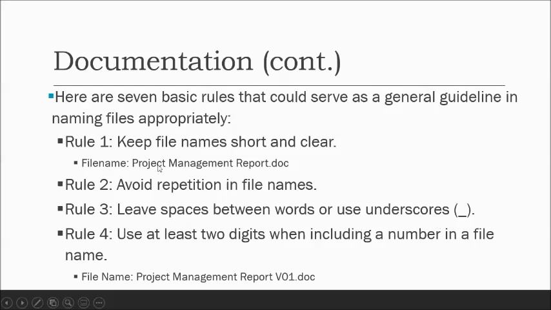So for example, here in rule number 1, if you see here, project space management space report.doc. So there should be a space, or you can use an underscore. Okay? And rule number 4, use at least 2 digits when including a number in a file name.